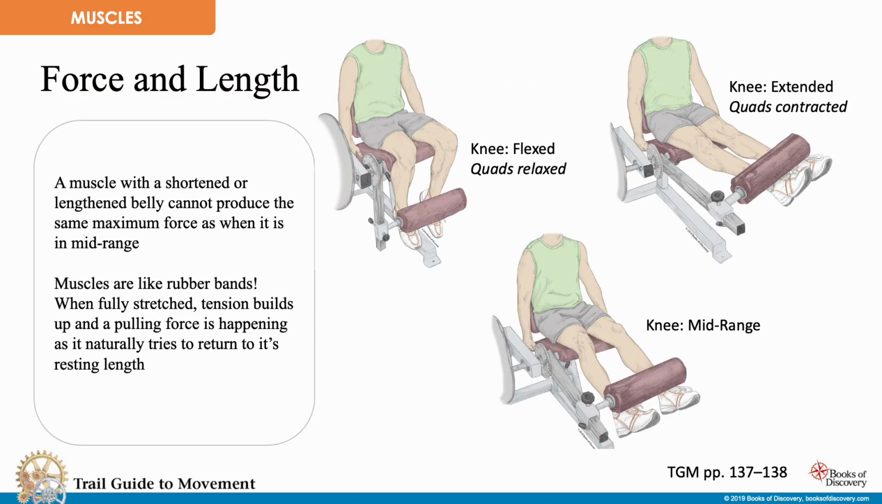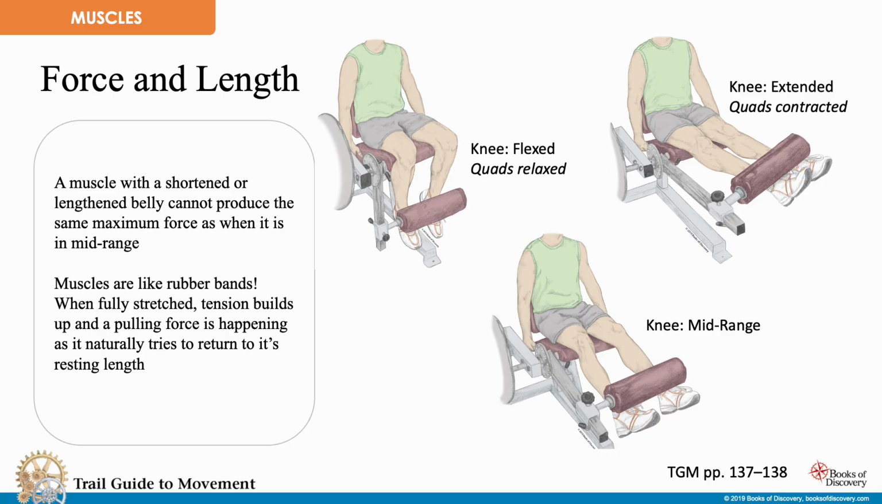Here we're going to look at action with the quads. Most people think a muscle is strongest when it's fully contracted, but physics tell us otherwise. Look at the mid-range image at the bottom. This is where the muscle has the most cross bridges available to grab onto each other and pull. It's the sweet spot for generating maximum force.